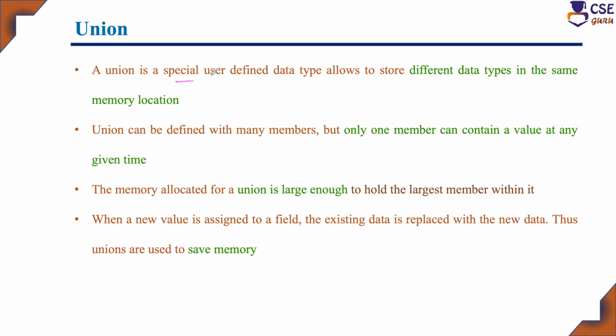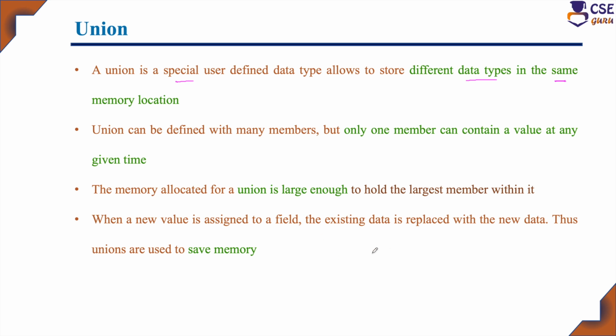In that, we are going to review union, declaration, and initialization. Union is a special user-defined data type that allows us to store different data type items in the same memory location. Union, in all respects, is similar to structure. The main difference is that it stores different data type items in the same memory location.